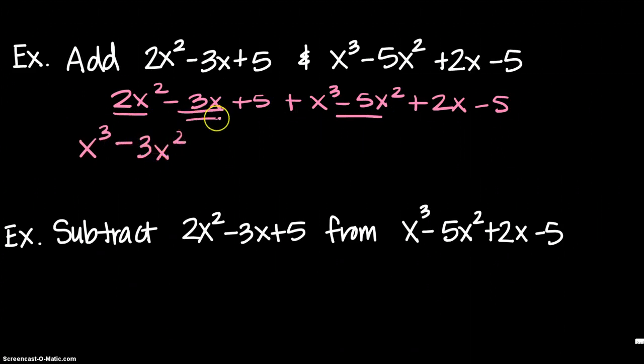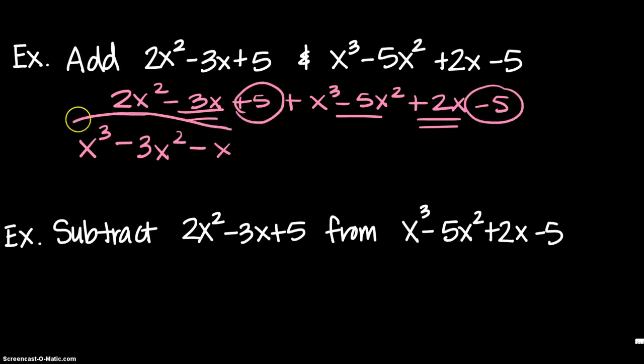Okay, double underline my x's. Okay, I have negative 3x plus 2x, which leaves me with negative 1x, so I'm going to write this as negative x. And then I have a positive 5 and a negative 5, which combine to create 0. So here is my final answer.